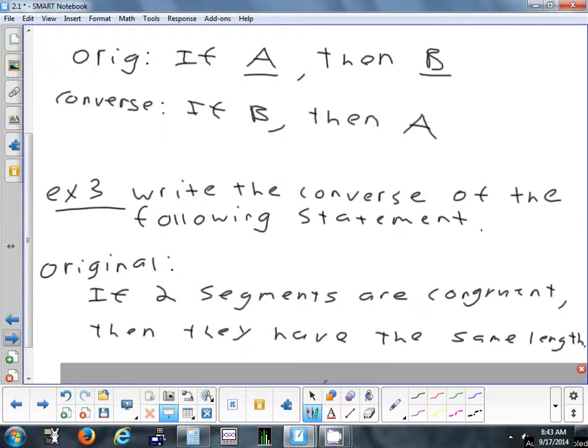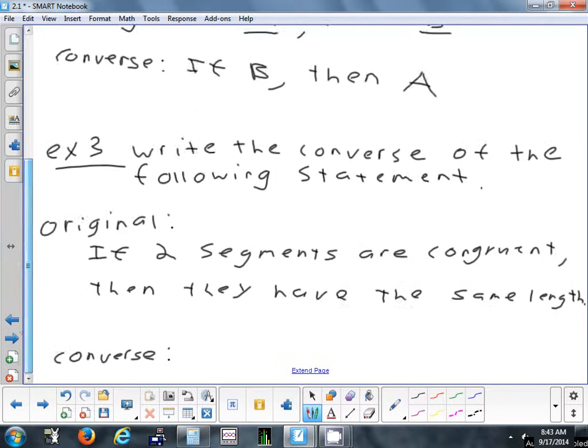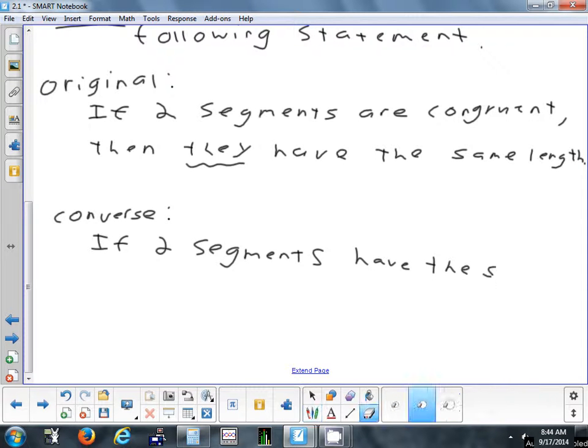I'm not particularly asking if it's true or if it's false. I just want to know what the converse would be. If two segments are the same length, then they are congruent. You notice how he didn't write "they"? That's perfect. Can't use the word "they" till the second half when you've already specified your subject. So if two segments have the same length, then they are congruent.